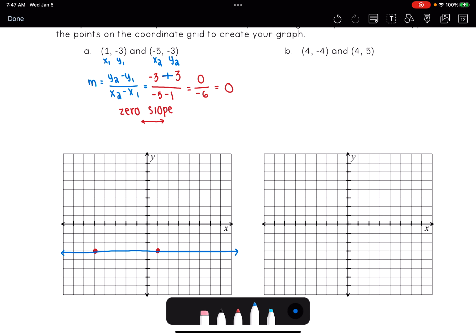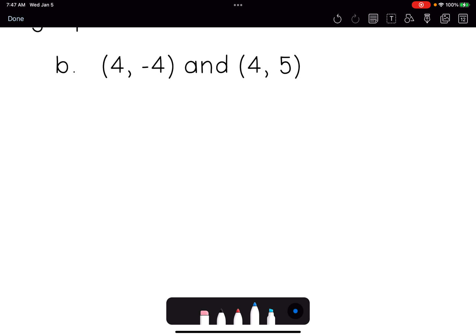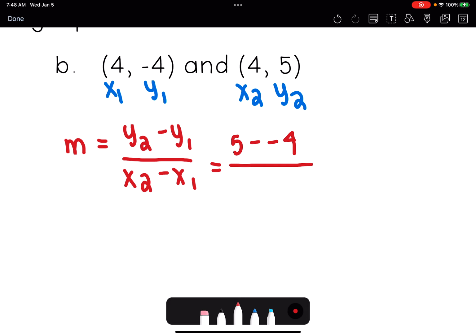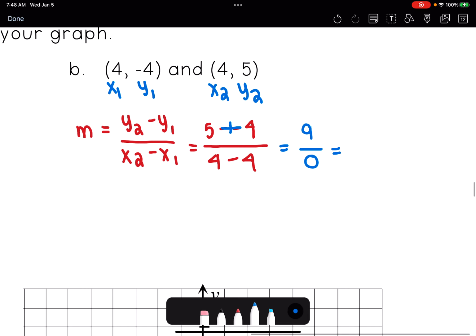Let's try one more. We're going to start by labeling our points. So we'll do x1, y1 for our first, and x2, y2 for our second. Then m, our slope, is y2 minus y1 over x2 minus x1. y2 is 5. y1 is negative 4, so remember it's minus negative 4 over 4 minus 4. This turns into a positive, so we get 9 over 0. You're not allowed to divide by 0, so this is undefined.